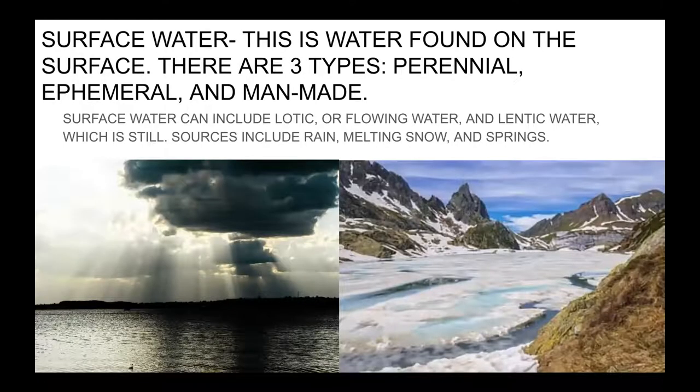So surface water, there's surface water found. This is water found on the surface, pretty self-explanatory. And there are three types, perennial, ephemeral, and man-made. Now, Dr. Gorman just made a reference to perennial plants. The word perennial means just, it's always there. The word ephemeral means that it's fleeting. It doesn't stay very long. Man-made, it means it's made by man. All of these terms are pretty self-explanatory. Surface water can include lotic or flowing water and lintic water, which is still. And sources include rain, melting snow, and springs.